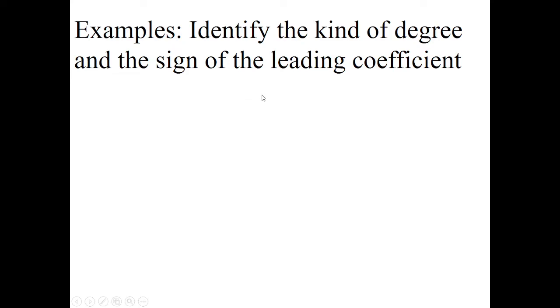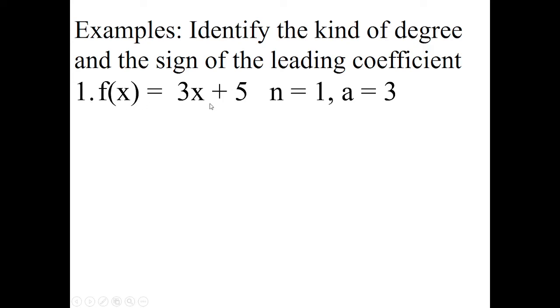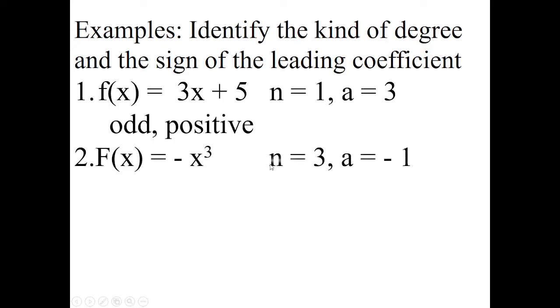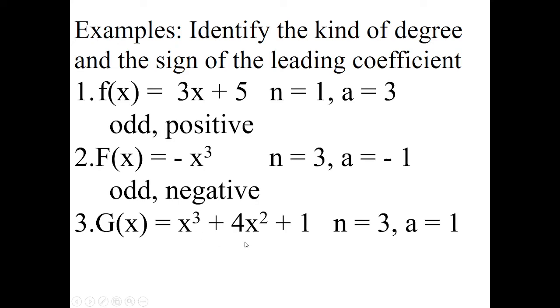So, examples. Identify the kind of degree. Dito sa 1, the exponent is 1, so n is 1. Then, the coefficient is 3. So, it's odd positive. Yan. Sa number 2, degree is 3, tapos the coefficient is negative 1, so it's odd negative. Number 3, degree is 3, then a is 1, so it's odd positive.